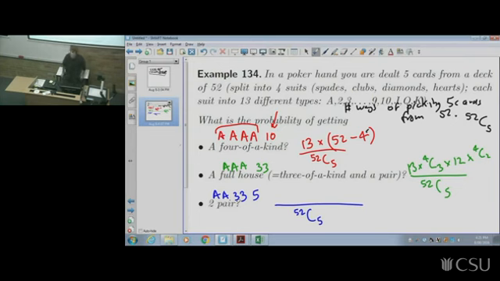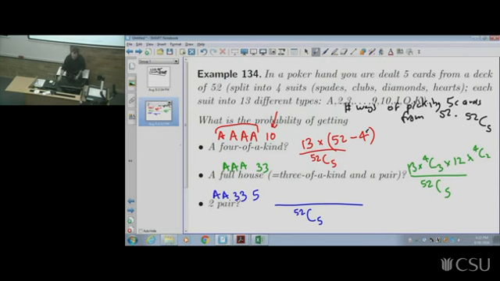Okay, so ideas. We'll probably get it wrong the first time round. We'll have to fix it up. Well, let's see how you guys go. 13 times 4 choose 2.